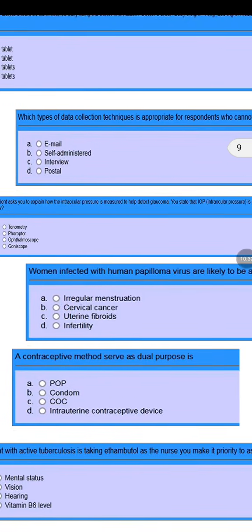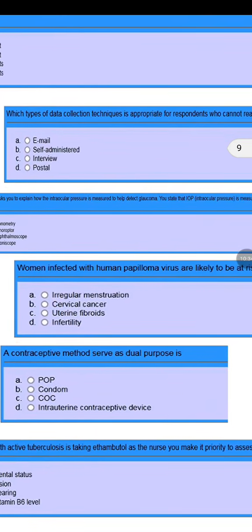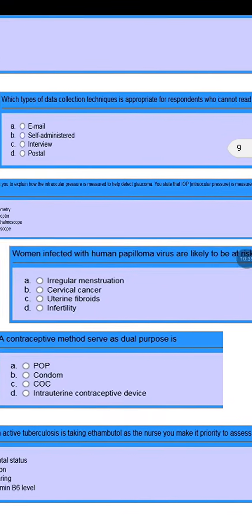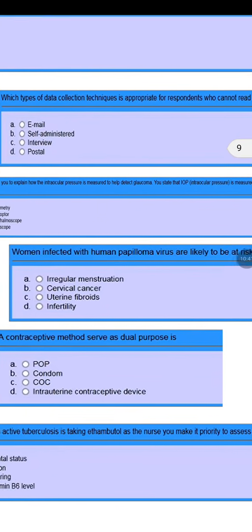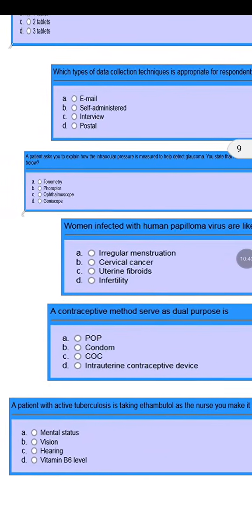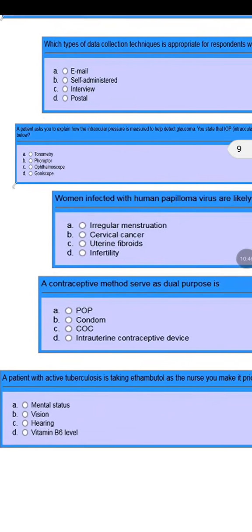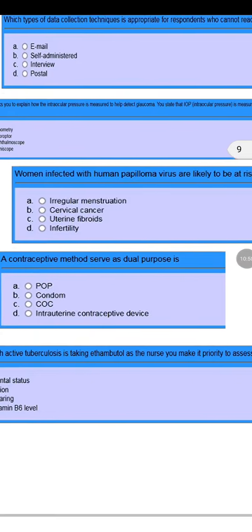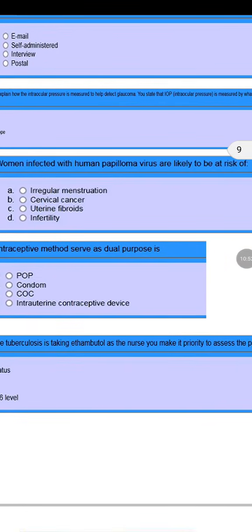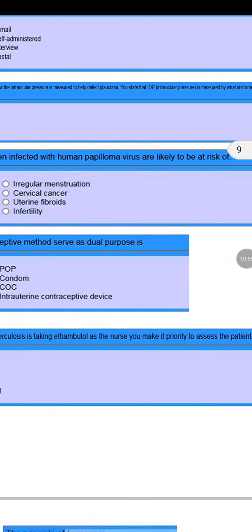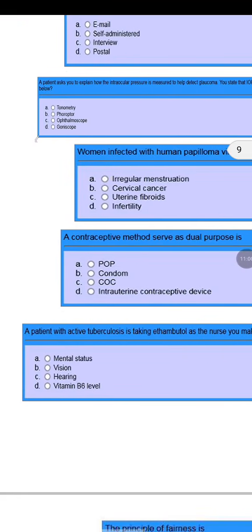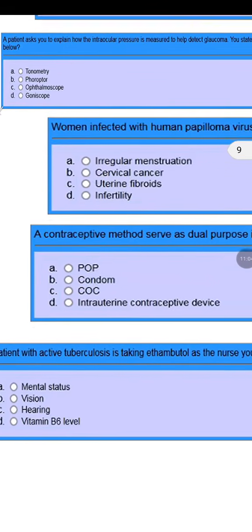Which type of data collection technique is an approach for respondents who cannot read? Interview. The patient asks the nurse to explain how intravenous pressure measurement helps detect glycemia. You state the IOP measurement is done with an instrument.